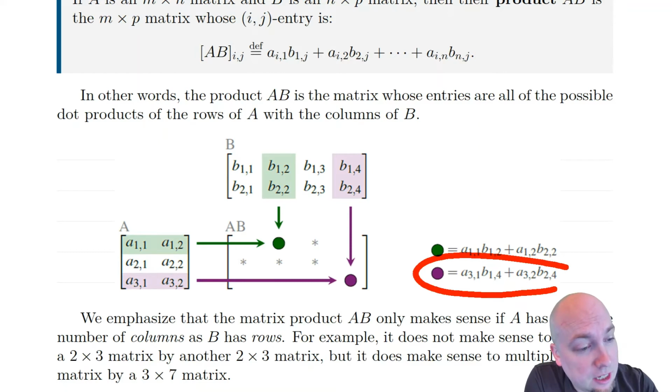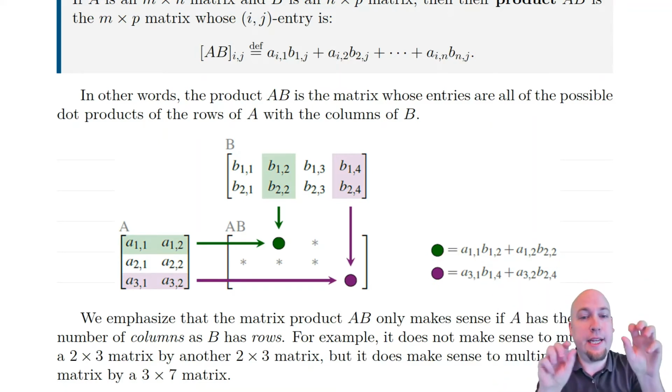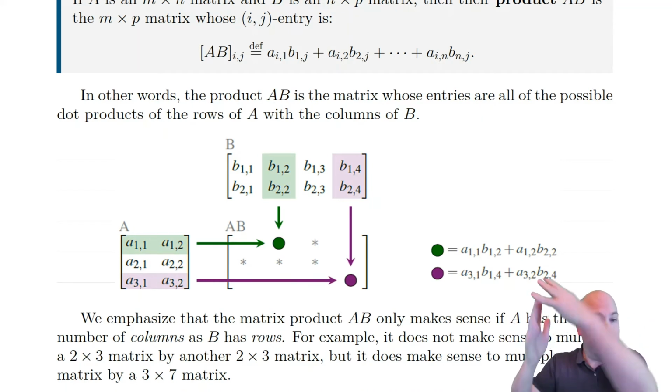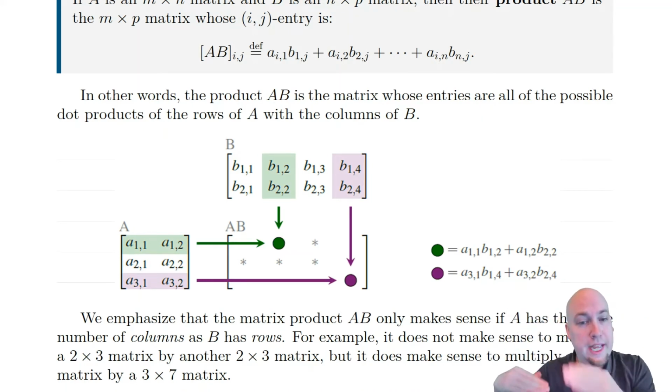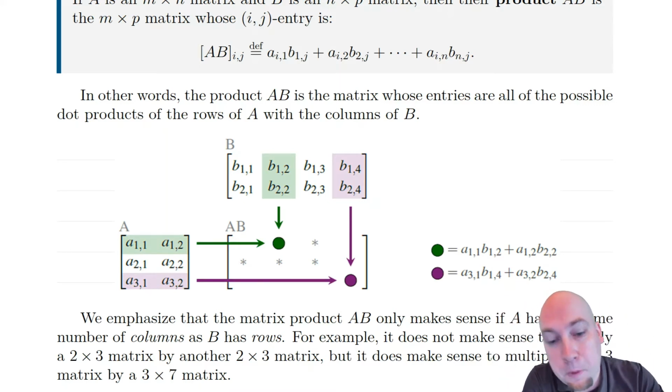In other words, this dot product that we wrote down there. Okay, and then you do this for every single entry in the matrix product AB. So you take every possible dot product of a row of A with a column of B, and eventually you fill out the whole matrix AB. Okay, so that's how you compute the product of two matrices.